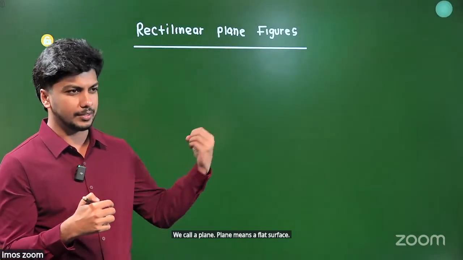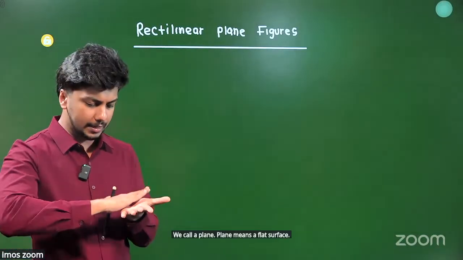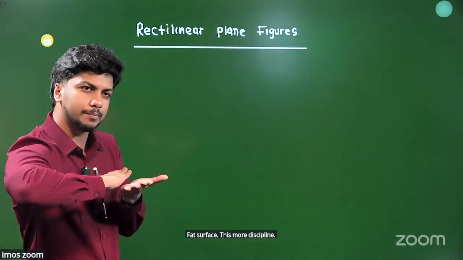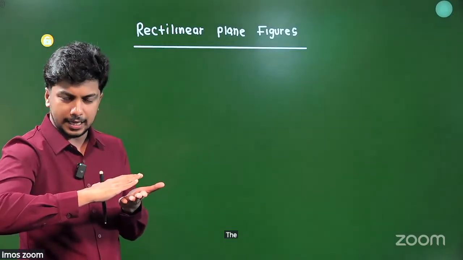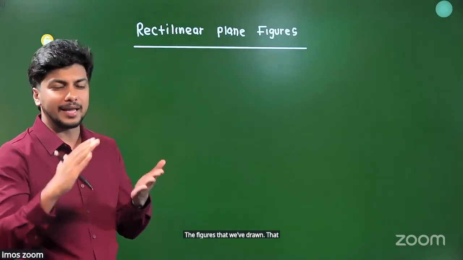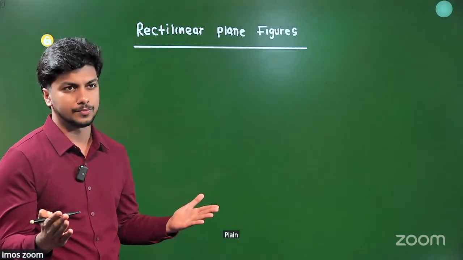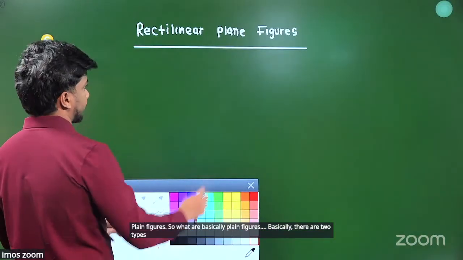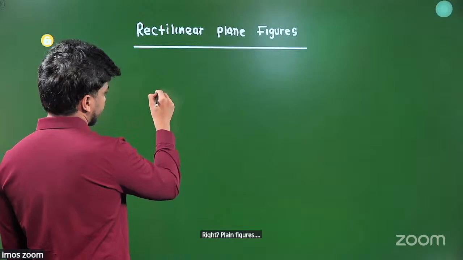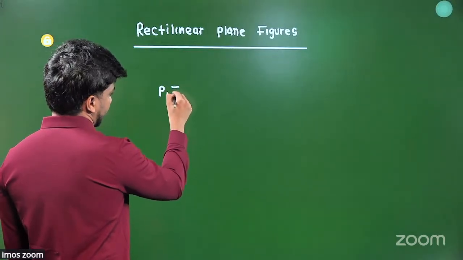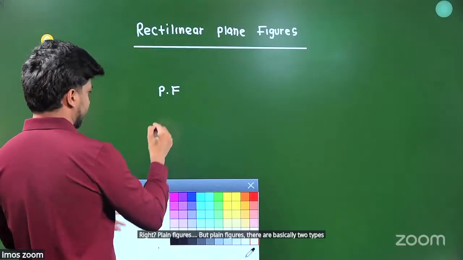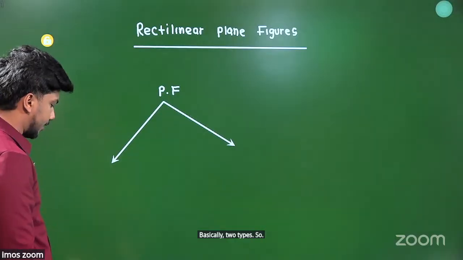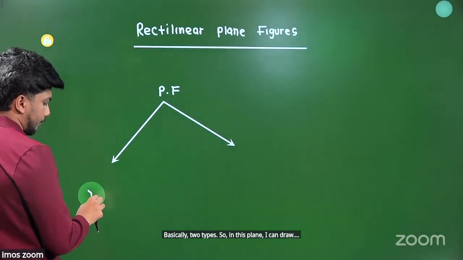In Sinhala we call it a plane, a flat surface. This board is a plane. Your exercise book is a plane. The figures that we draw in a plane, we call them plane figures. Basically, there are two types of plane figures. In this plane I can draw some figures like this.